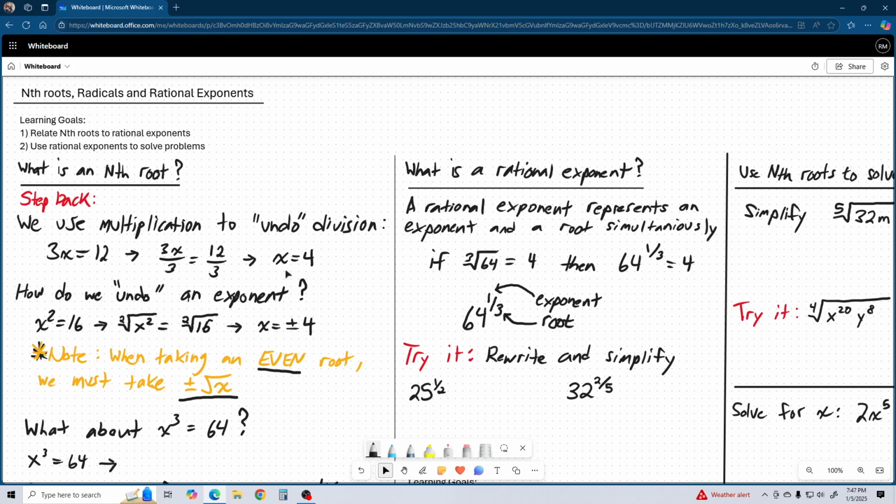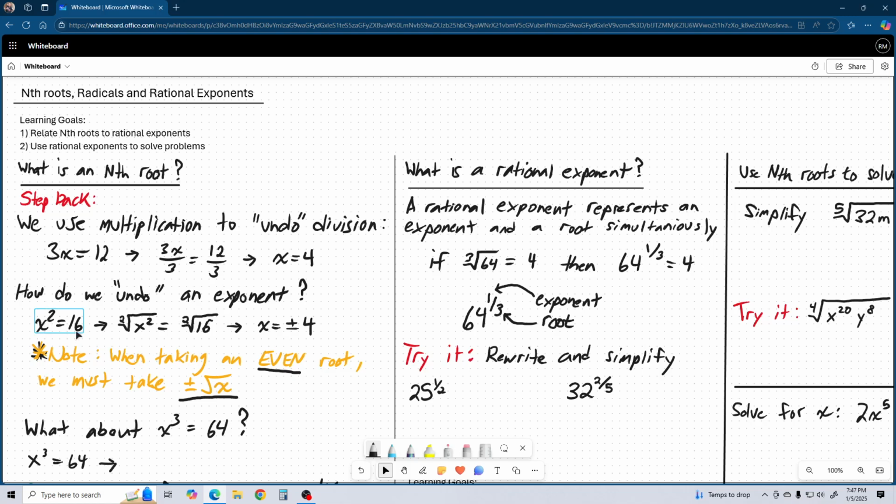Now, the reason why we can undo it is because it's what's known as an inverse operation. And what we're going to be doing today, while it's not technically an inverse operation, it works in almost the exact same way. We're going to try to undo the other thing. So let's ask ourselves, how would we undo an exponent? Well, let's look at a simple problem.